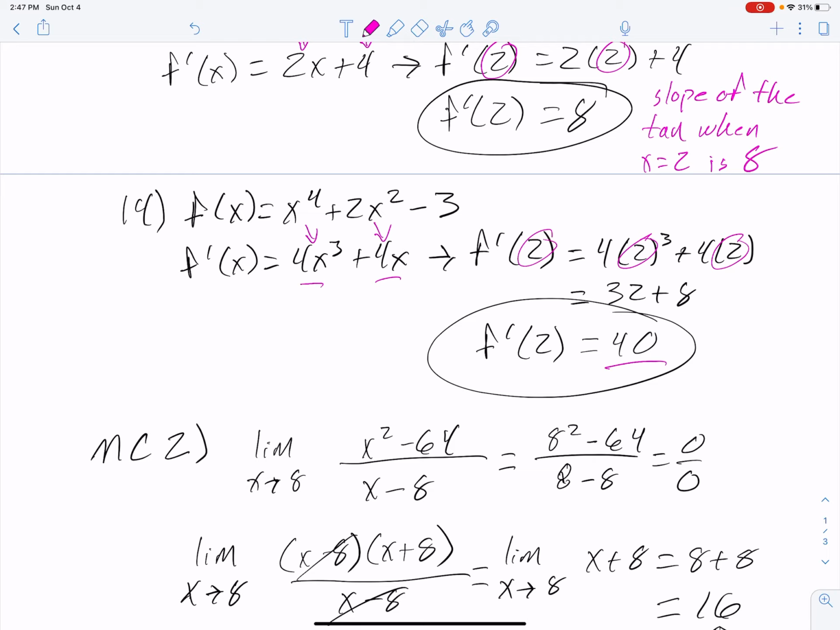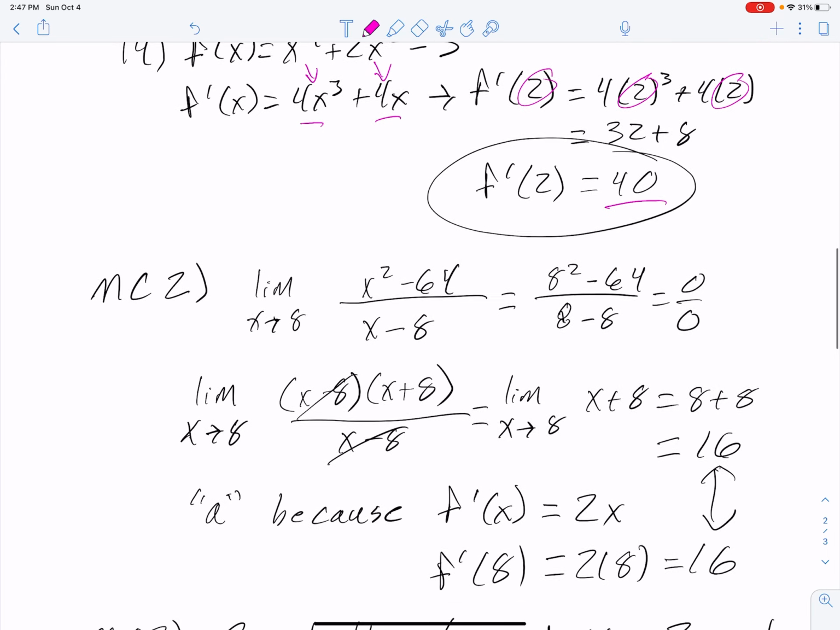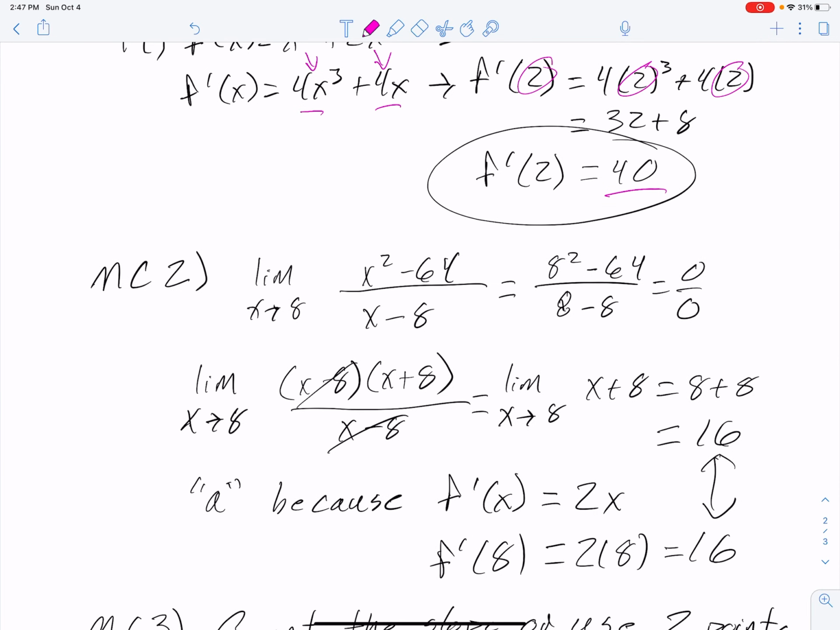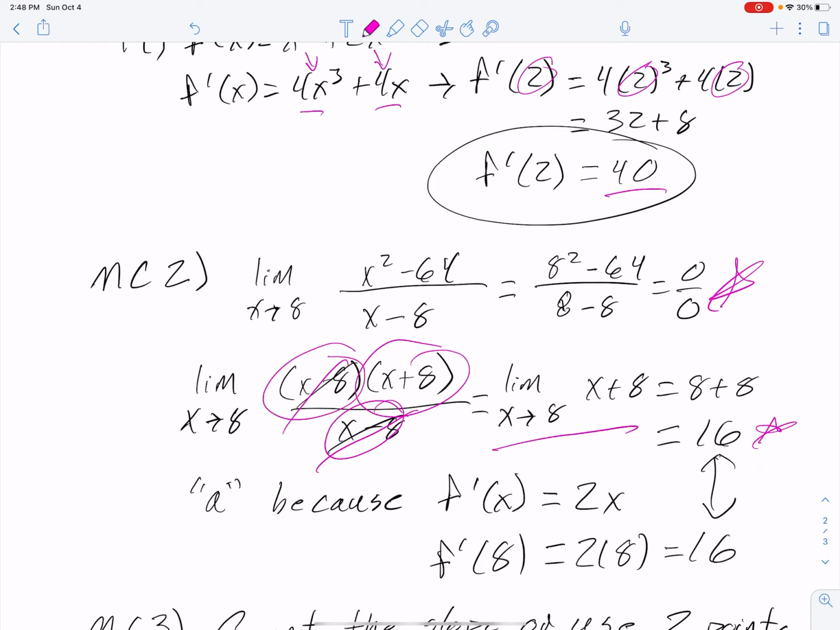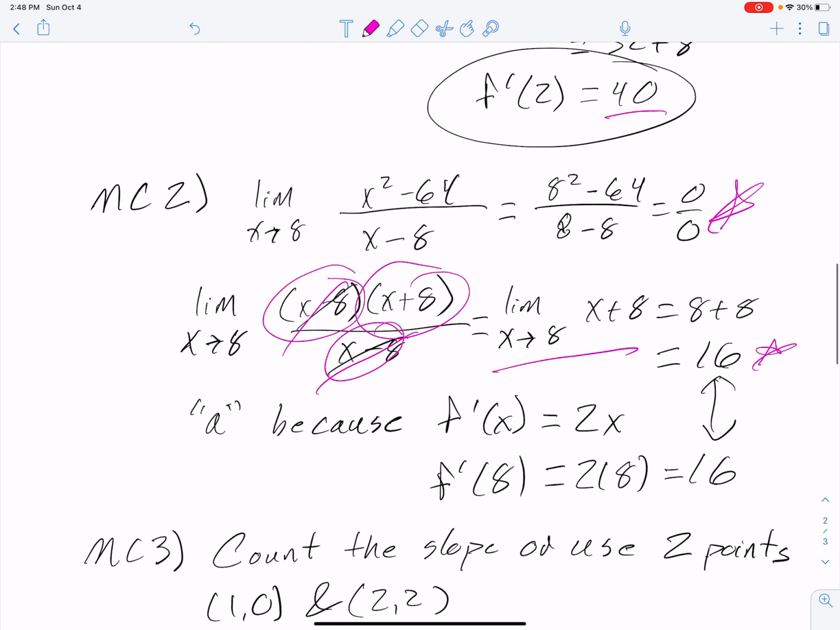Now, multiple choice number 2 is a little tricky in that it's asking you to kind of compare two different ideas that we've been looking at. So the first thing we want to do is address the limit. Of course, whenever we're dealing with a limit, we plug in the number to see what we get. If we get 0 over 0, we can factor, cancel, and readdress the limit. And so I get that the limit is 16. And if I look at the answers, the answer in choice A, its derivative would be 2x. 2 times 8 would be 16. So these two values would match.